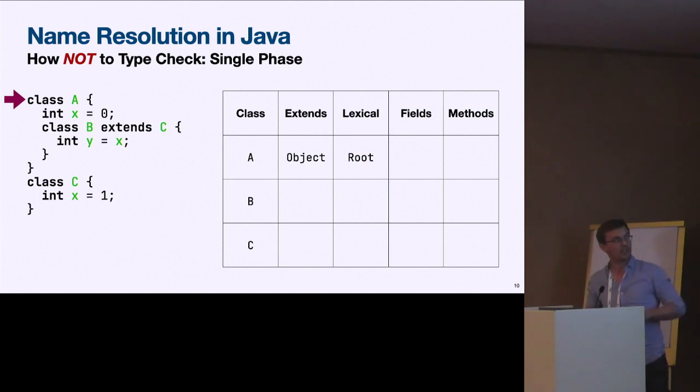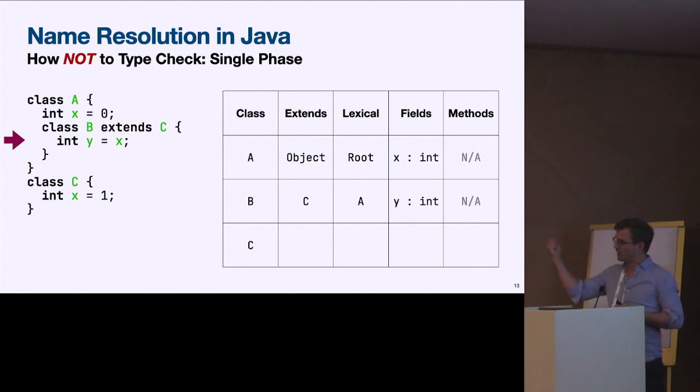We start by looking at the class A. We fill in the extends clause. We fill in the lexical context. We fill in the fields, and as we encounter this field, we will also type check the right-hand side of the field initialization expression. So here we have just a 0, which is trivially compatible with its type. Next, we proceed to type check the class B, and we fill in a part of the class table related to this. We're now ready to type check the right-hand side of our field y.